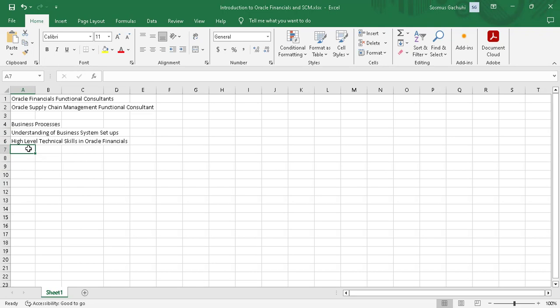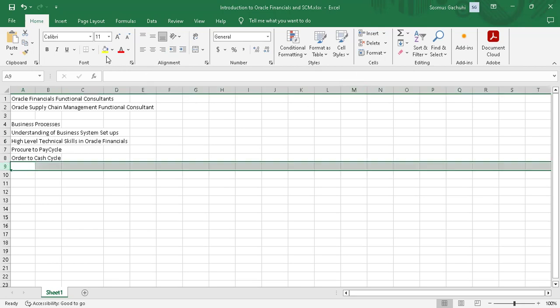Then you'll be able to have an introduction or an understanding of the process of procure to pay. So you have an understanding of order to cash. Both of these are cycles. So that is the information that you need to get out of it at the end of this training.